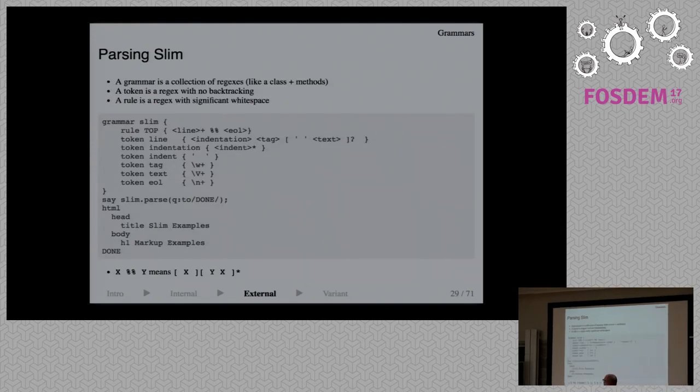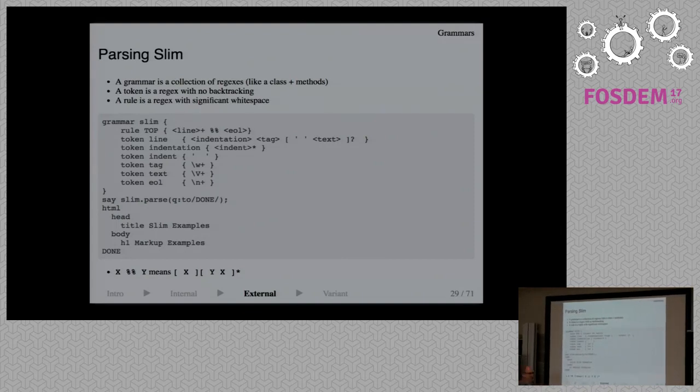OK, so parsing a language. This is going to be a little bit of an overview, and you can refer to the documentation for more details about how some of these things work. So essentially, Perl 6 has grammars. They're first-class objects in Perl 6.